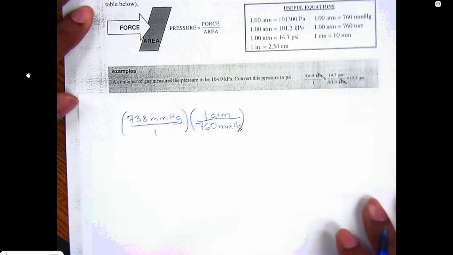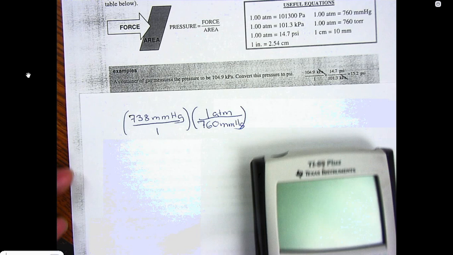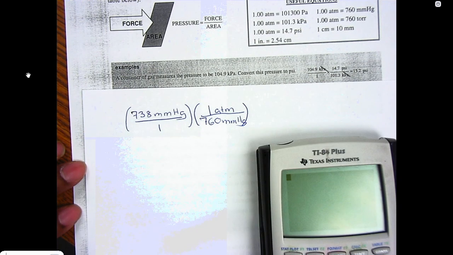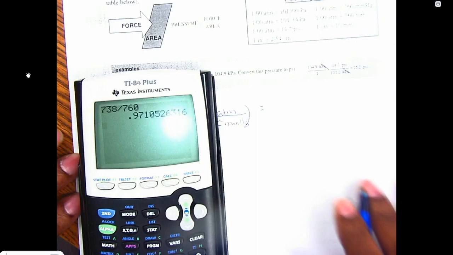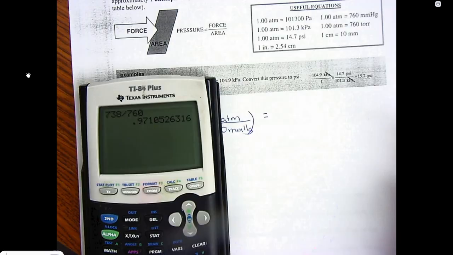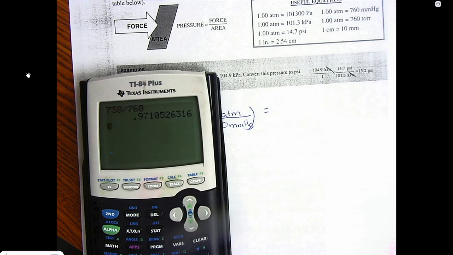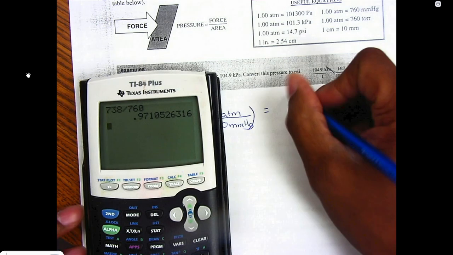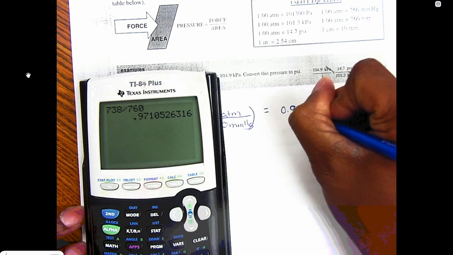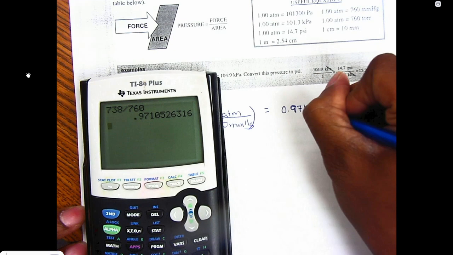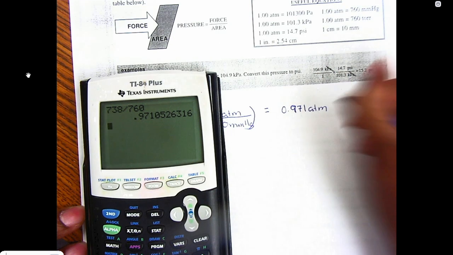And all I have to do now is to solve by simply dividing 738 by 760. Now, this ends up being my answer. If I cared significantly about significant figures, my answer would probably be 3 sig figs. So that answer ends up being 0.971, and that's ATMs for number one.